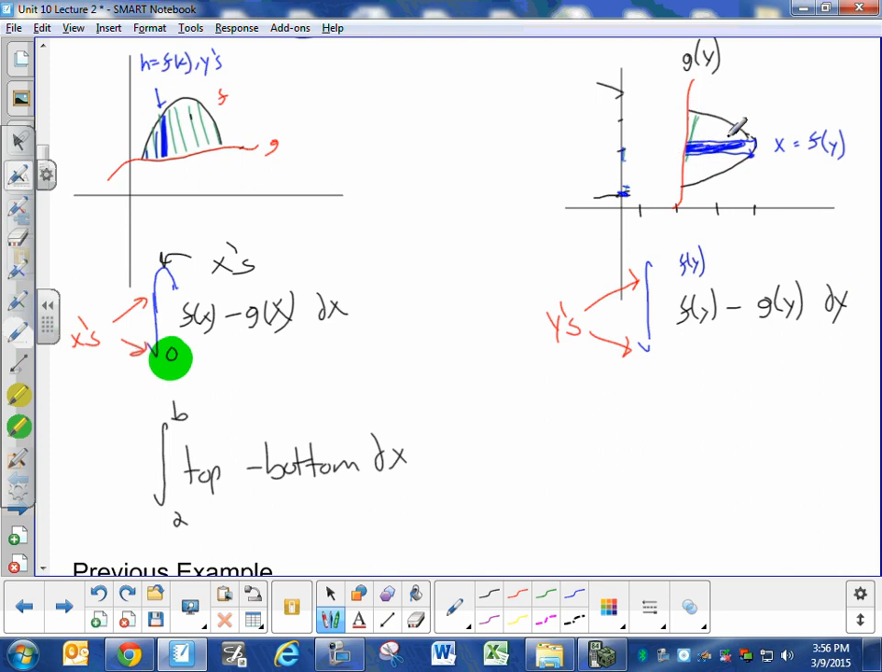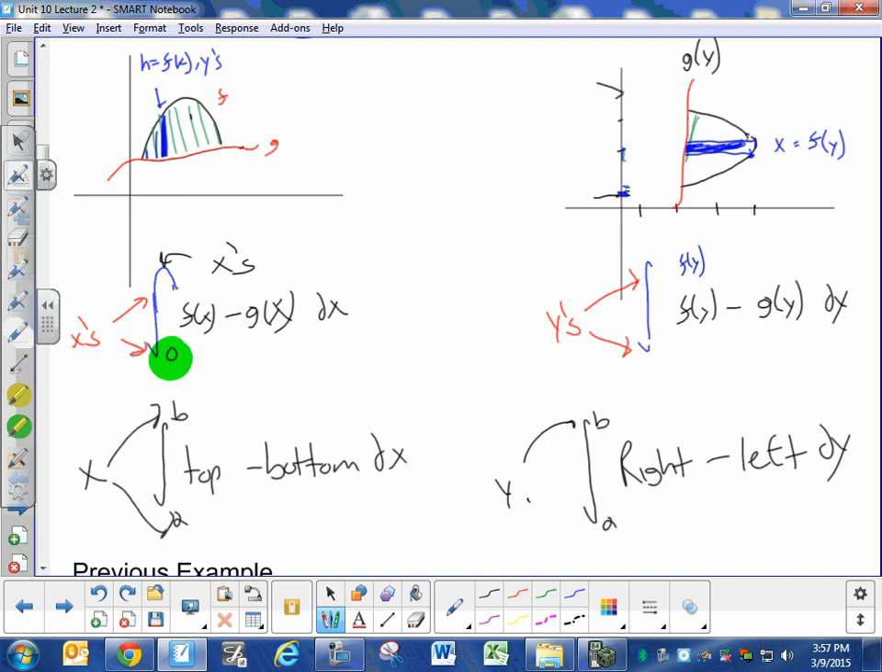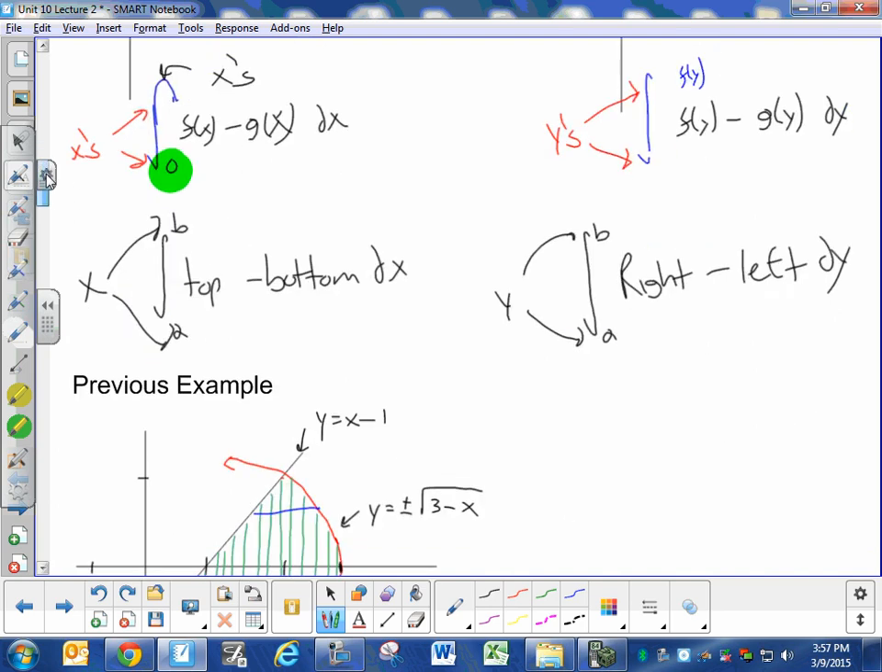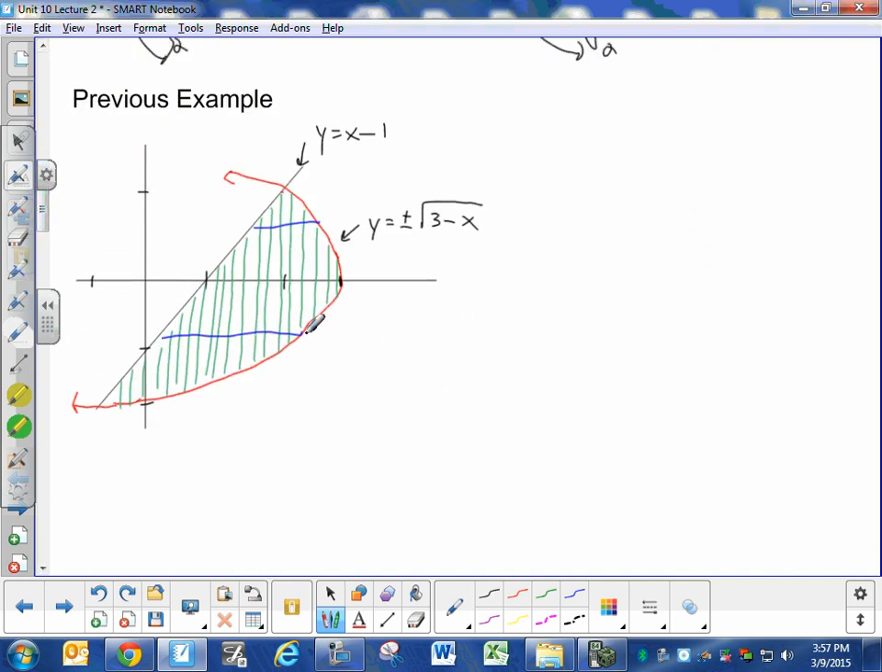For area using dy using these horizontal rectangles, instead of top minus bottom between two curves, it's going to become a right minus a left. And these are going to be y's. Okay, so I have the right function, which is the plus or minus root 3 minus x, and then I have the left function, which is the x minus 1.